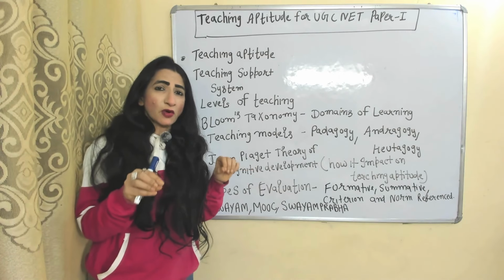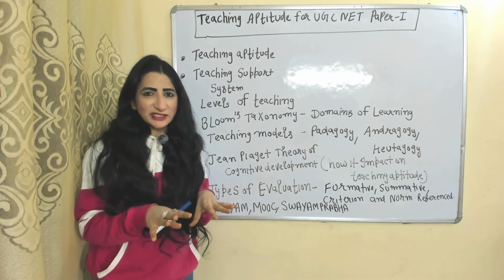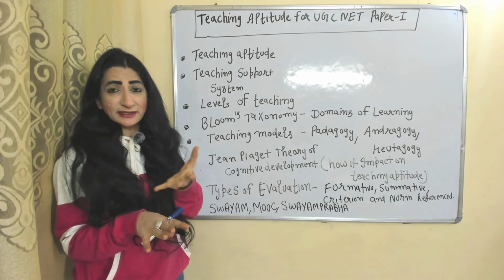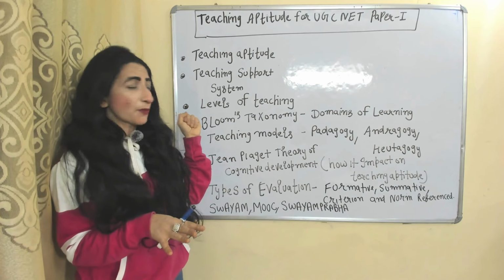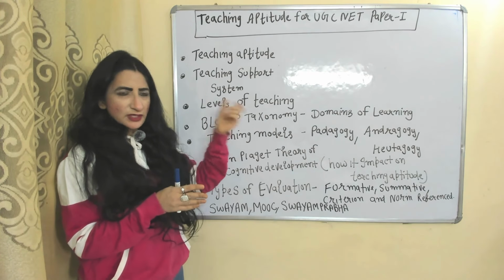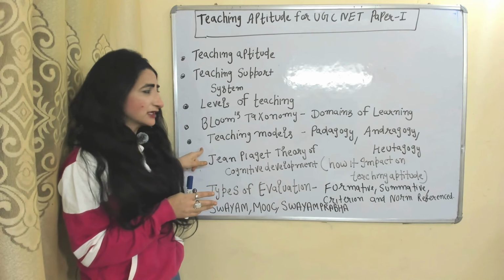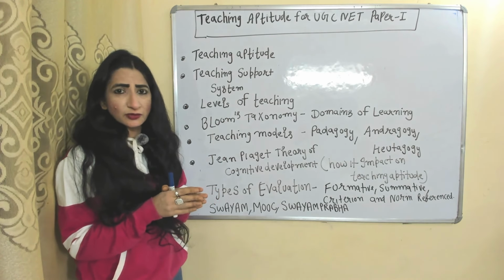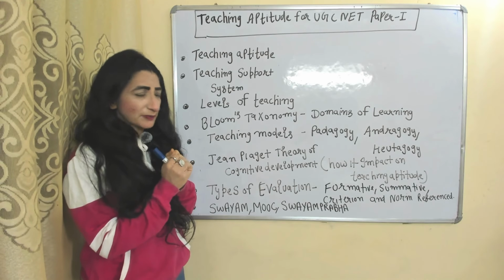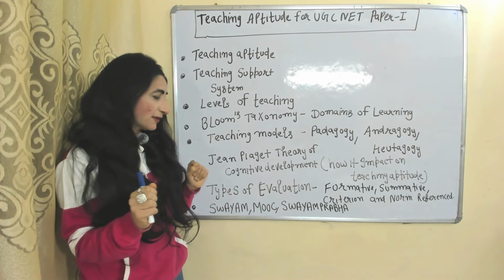Today we are going to talk about teaching aptitude for UGC NET Paper 1. We will discuss all these important topics: what is teaching aptitude, teaching support system, levels of teaching, Bloom's taxonomy, domains of learning, and teaching models like pedagogy, andragogy and heutagogy. We will also see Jean Piaget's theory of cognitive development and how it impacts teaching aptitude.